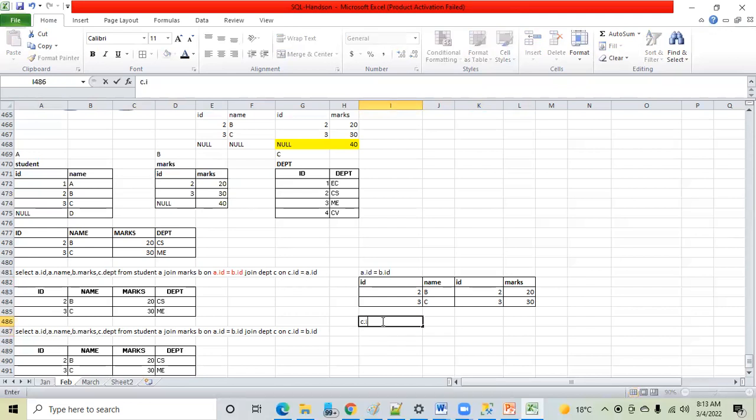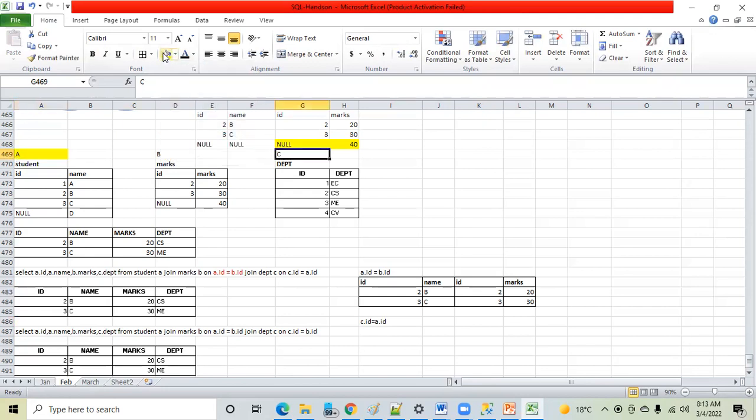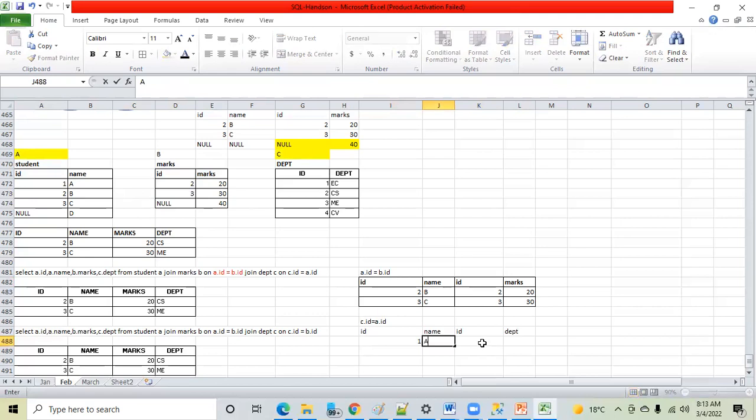Now let's think about this. C dot ID is equal to A dot ID. So you want to join this table and this table, right? If I join A and C, what will be the output, guys? ID, name, then you have ID, department. Now tell me what should be the output. One is present here. Yes. One A, one EC.